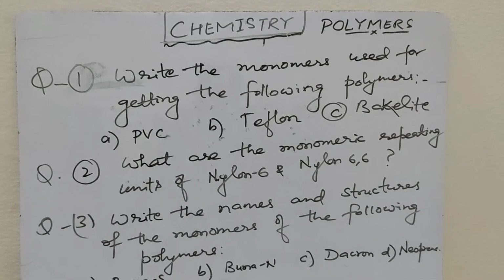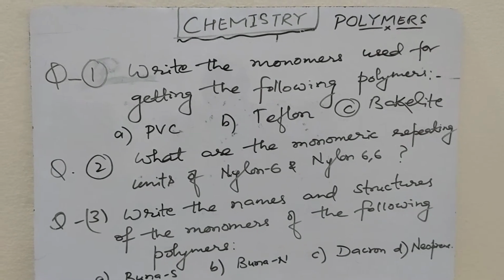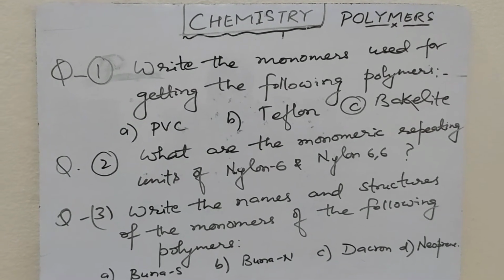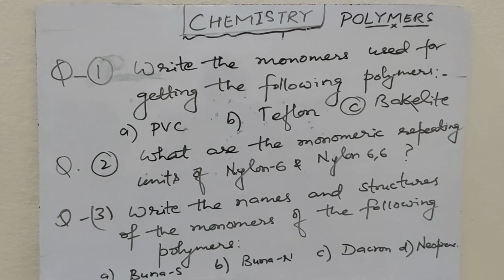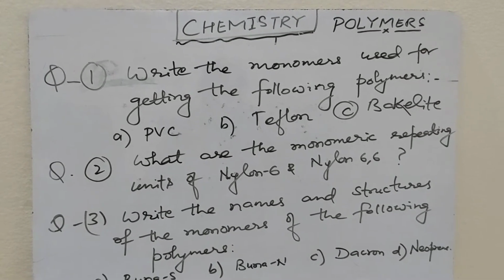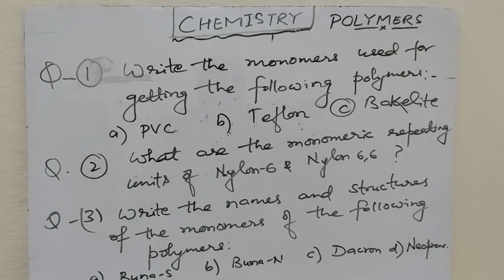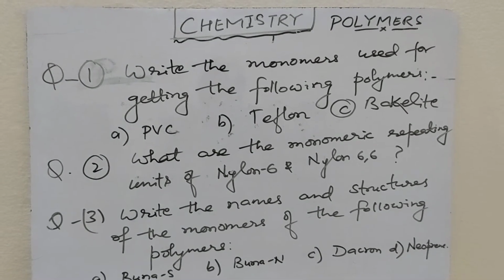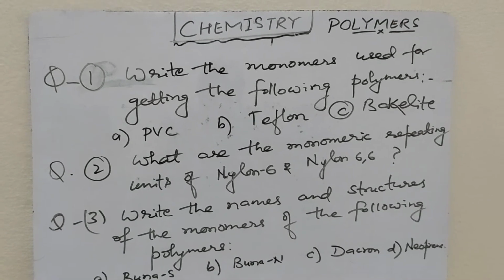Bakelite. The monomers used to prepare Bakelite are phenol plus formaldehyde. Next question, what are the monomeric repeating units of nylon 6 and nylon 6,6? The monomeric repeating unit of nylon 6 is caprolactam, and the monomeric repeating units in nylon 6,6 are hexamethylenediamine plus adipic acid. The significance of 6,6 in nylon 6,6 is that both the monomers contain 6 carbons.